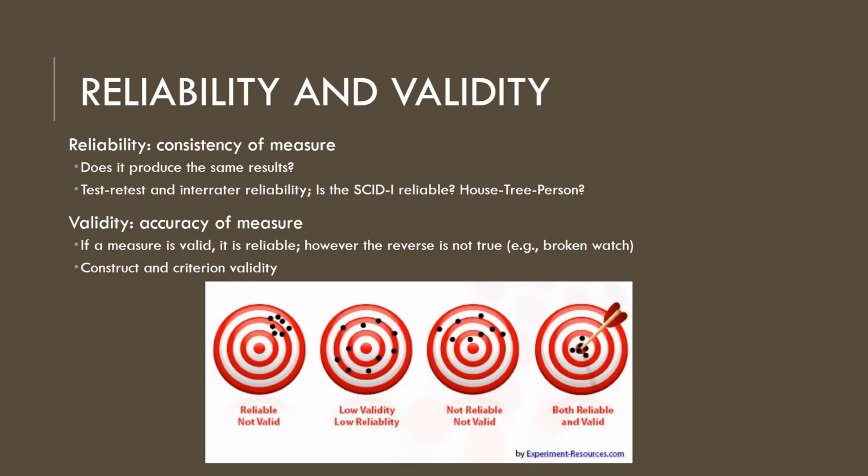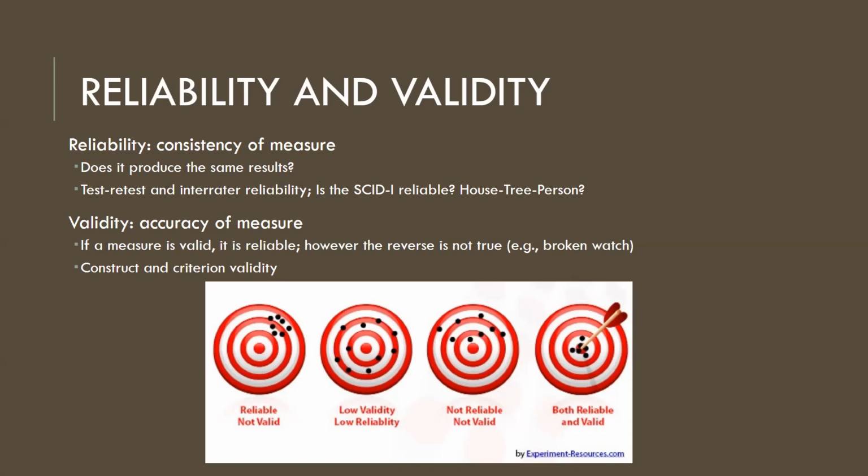The example I always give of this is, A, the bullseye example that you can see on the screen, but B, a broken watch. If you have an old school watch with hands and that watch is broken, or has run out of battery, that's a very reliable watch. It says 3:15 every single time you look at it, but it's only valid twice over the course of the day. So we want to, again, make sure that we are getting both of these pieces.